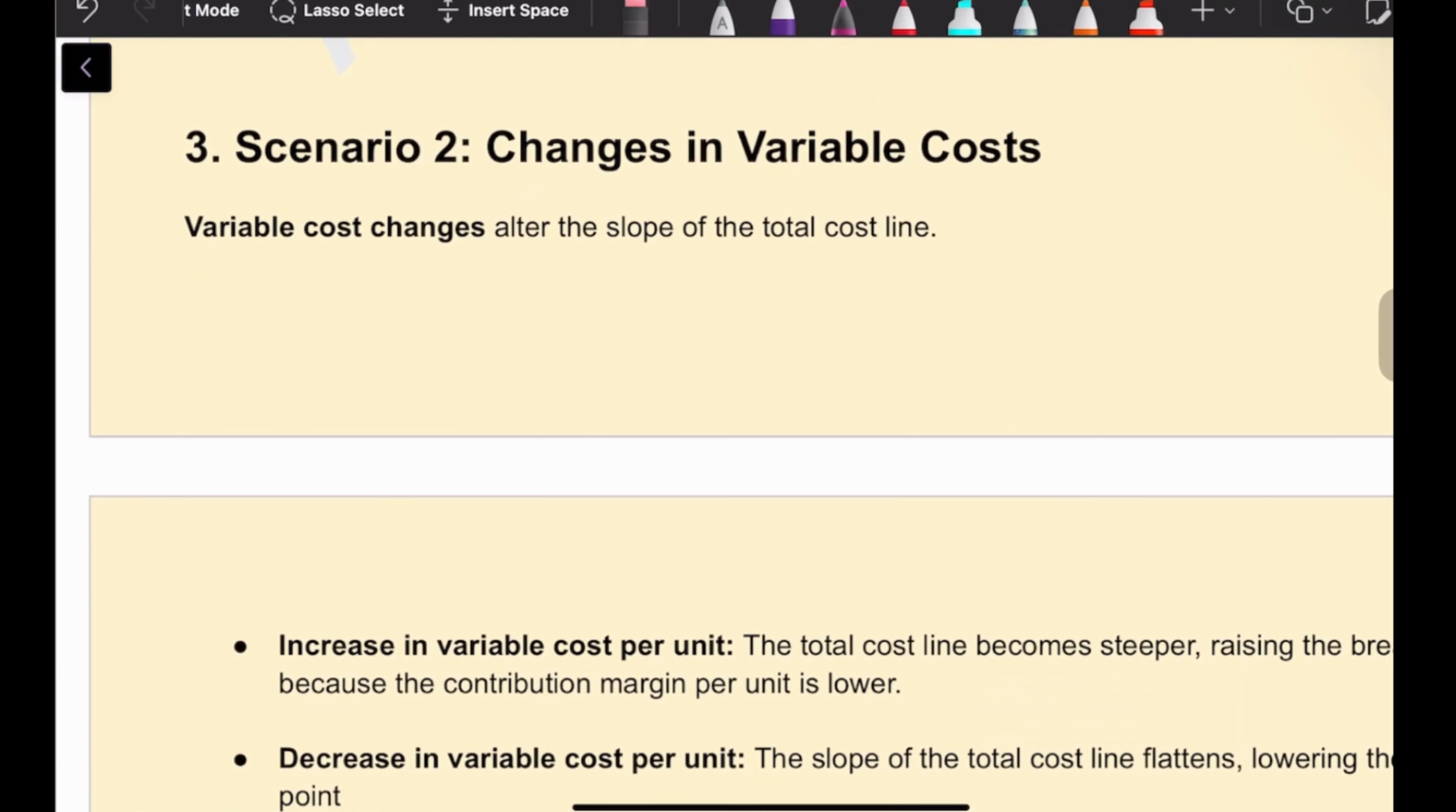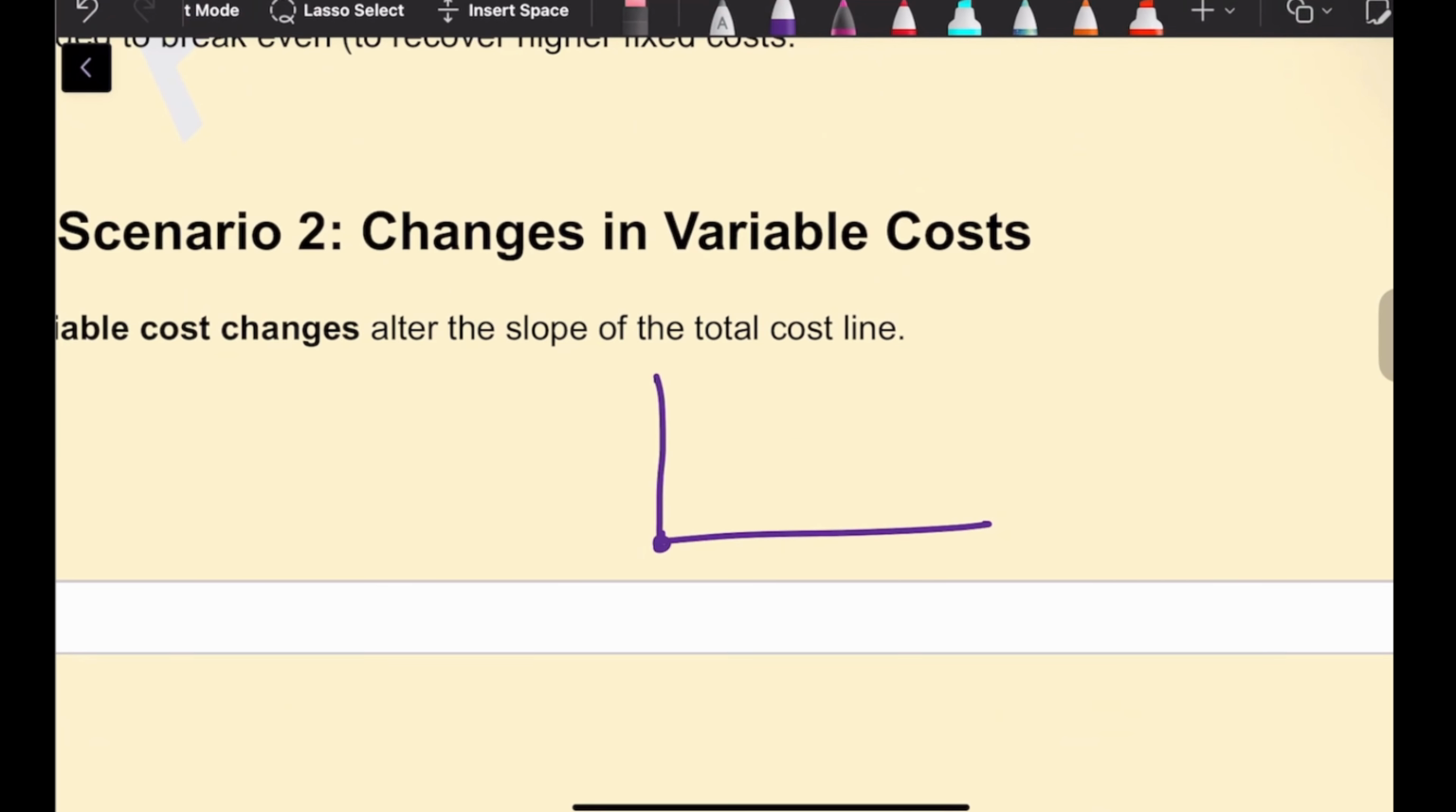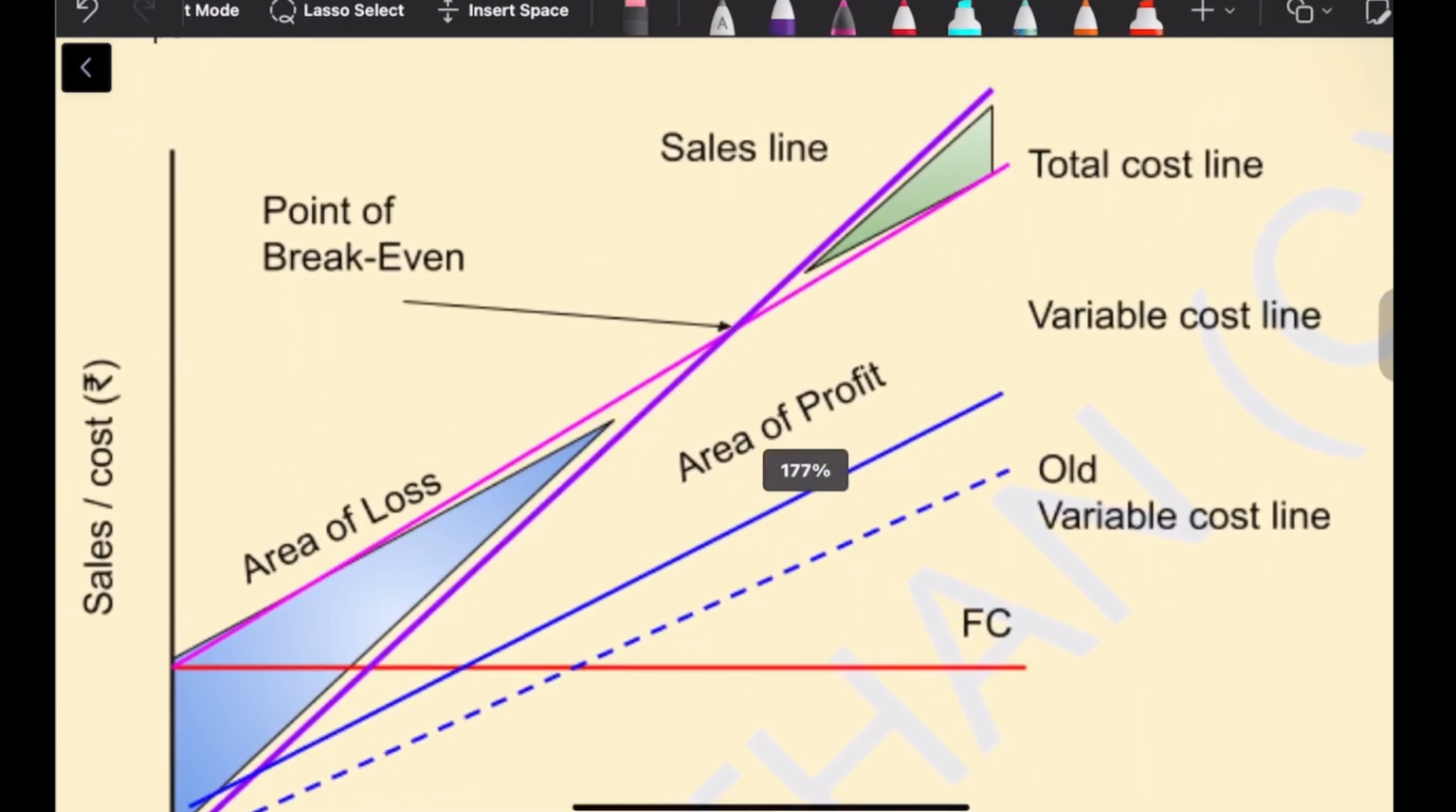Similarly, second scenario is where variable cost per unit changes. What is the meaning of it? My variable cost starts at this point and it increases in this fashion. When per unit changes, the slope of this line changes. Now it will be at a higher angle. So that is when the variable cost per unit is increasing. Because of this also, assuming that fixed cost is not changed and sales is not changed, again the break-even point has been shifted to the right side, top and right side. So this means the break-even point has increased.